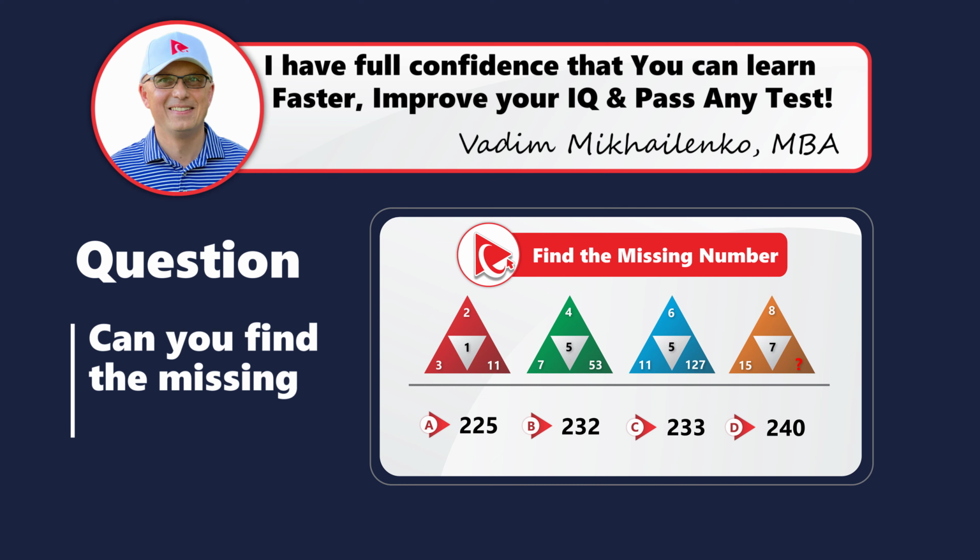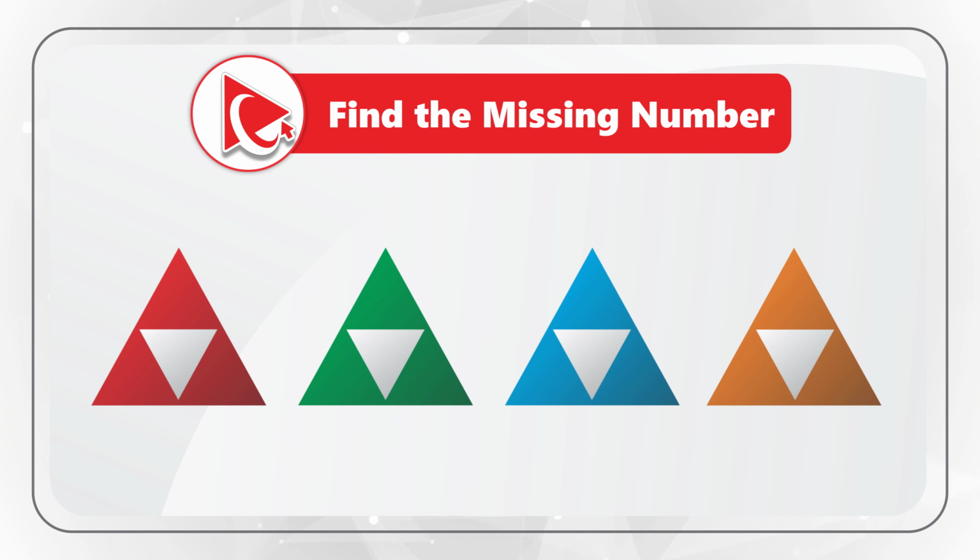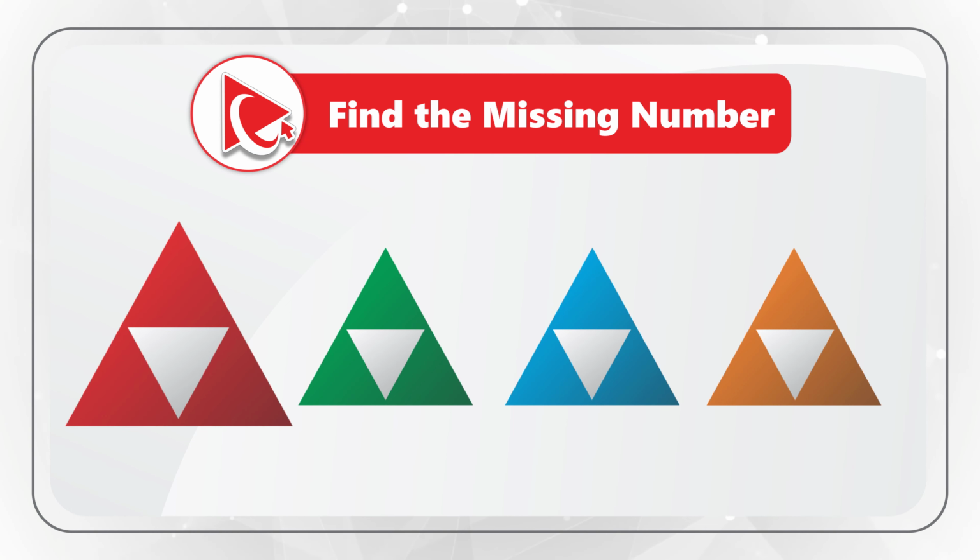Here is the famous 4-square triangle question that you frequently see on the test. You're presented with 4 triangles. In each triangle, there is a smaller triangle which breaks it down into 4 parts. Each part has a number, and in one small triangle, the number is missing. The first triangle has numbers 3, 2, 11, and number 1 in the middle.